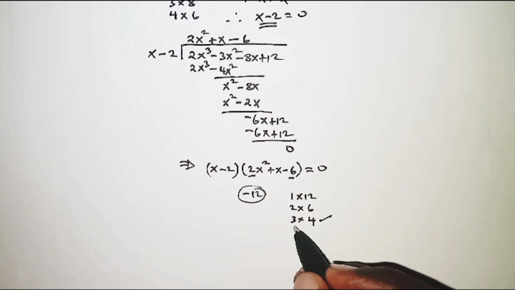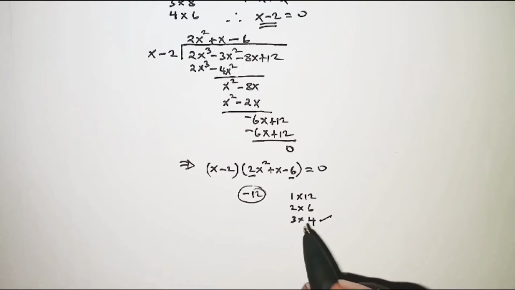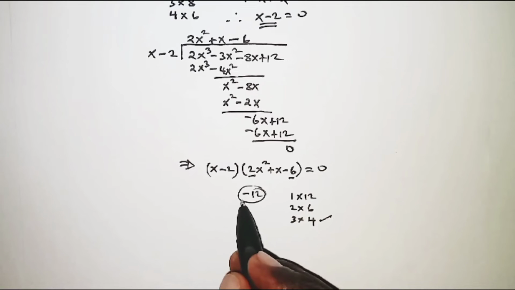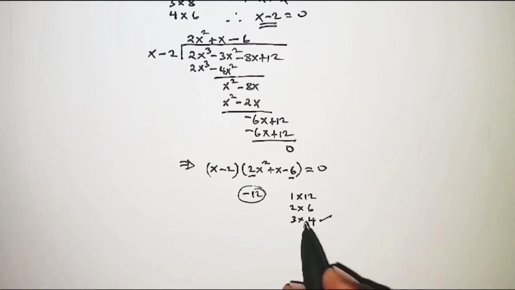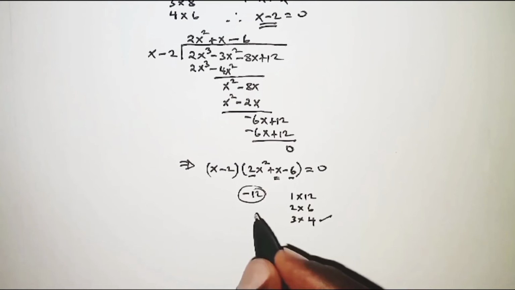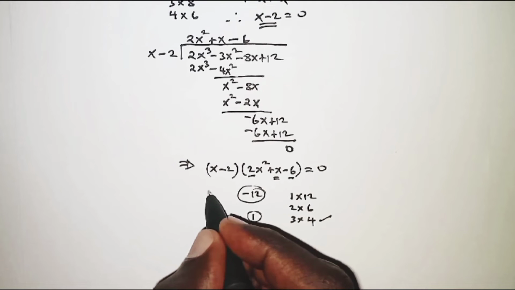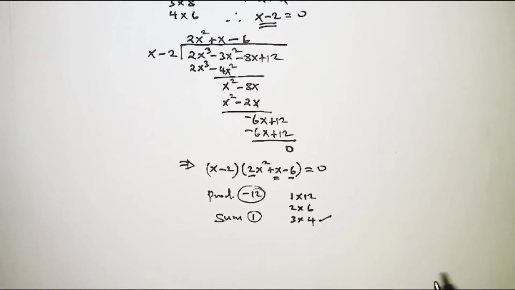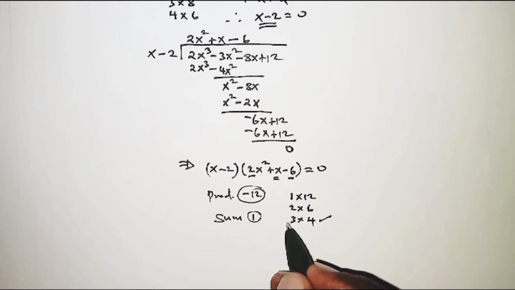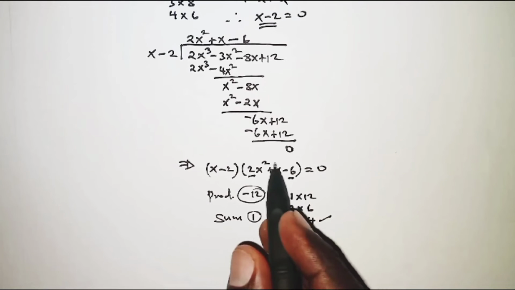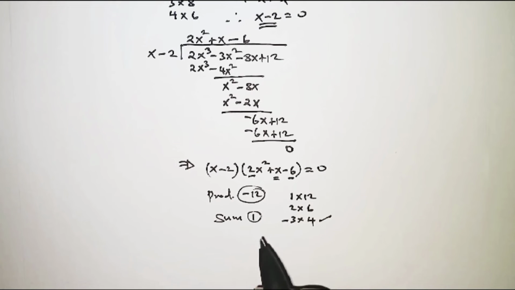So we manipulate 3 and 4 as follows. We're going to look for the two factors such that their product should be negative 12 and their sum should be the coefficient of x, which is 1. So this should be the sum and this should be the product of the two factors. And that is achieved by simply making 3 negative. So this will help us factorize the quadratic expression.